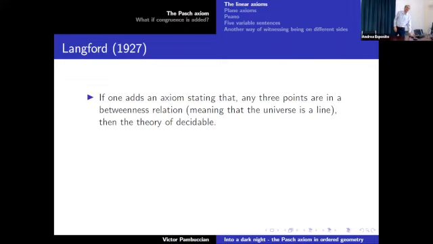So that's it. That's all you can say about order on a line. If you add to these axioms an axiom saying that any 3 points are in some order, then you get linear order on a line which is dense and without first and last element. This theory was shown in '27 by Langford to be decidable. So it is as uninteresting as it can get. There's no mystery about it.